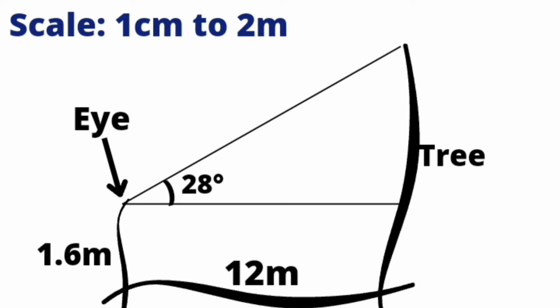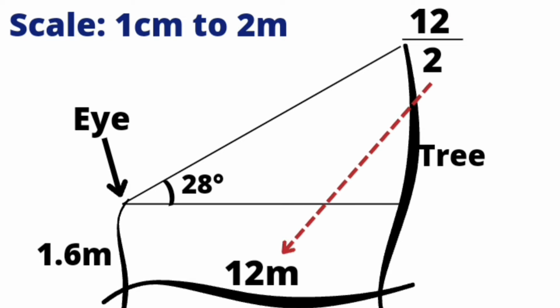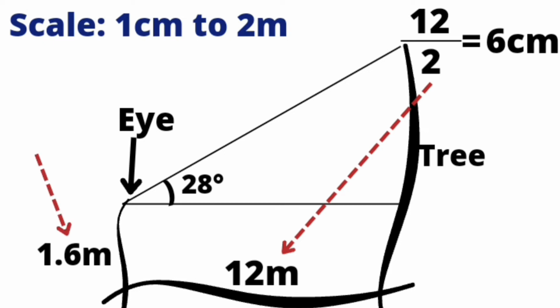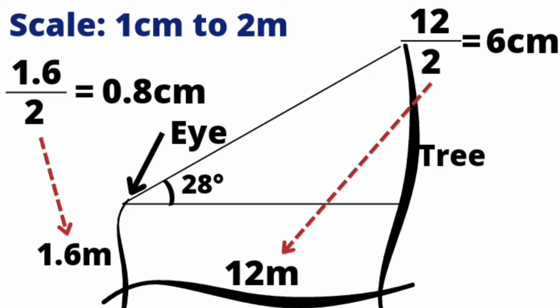Let's choose a scale of 1 centimeter to 2 meters. This means that to express the meters in centimeters, we will divide the value in meters by 2. 12 meters will be 12 divided by 2, which is equal to 6 cm. Similarly, 1.6 meters divided by 2 is 0.8 cm. Now, we have all the values of the meters in centimeters.